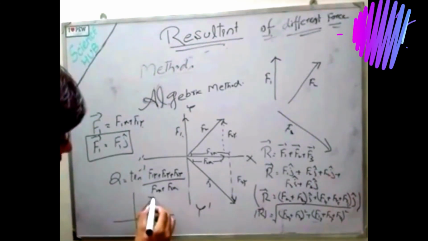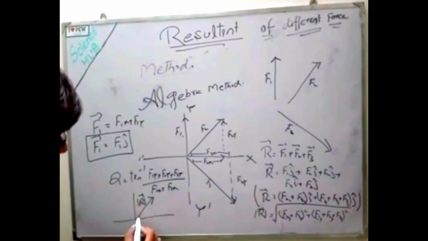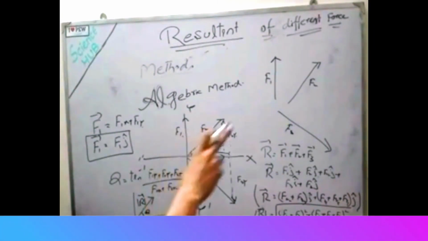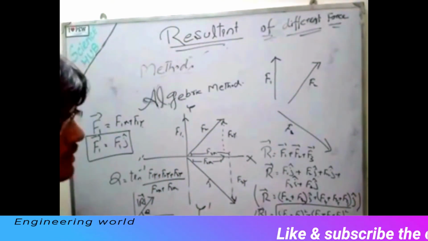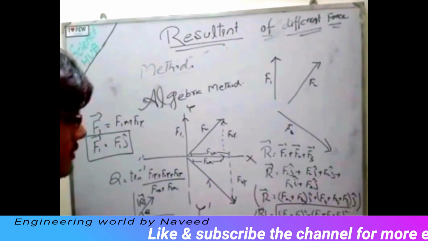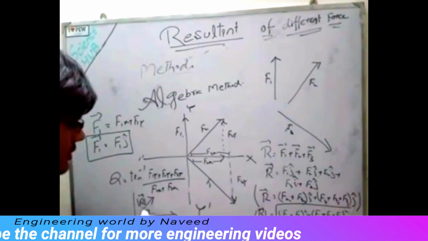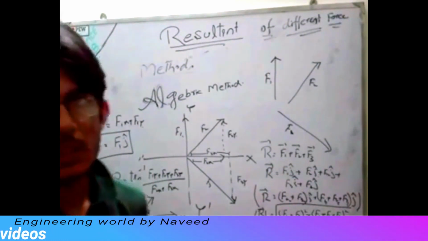Now at the end we get the resultant, the resultant magnitude, and it makes angle theta with the x-axis. So this is the final resultant of all these three forces. So you just find the resultant of different forces, particularly here, and find the angle theta. So this is all about the resultant.